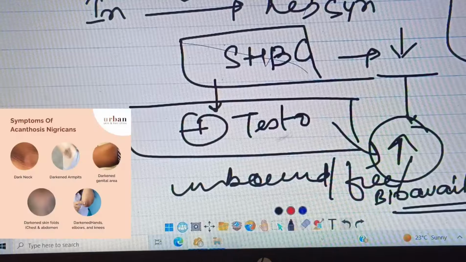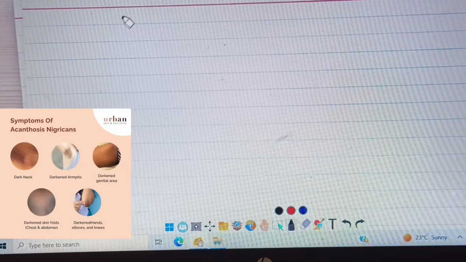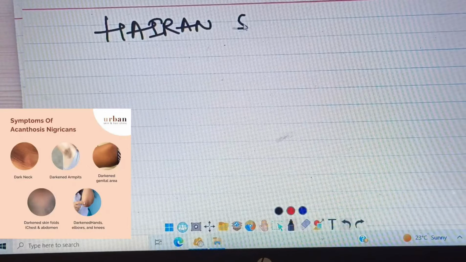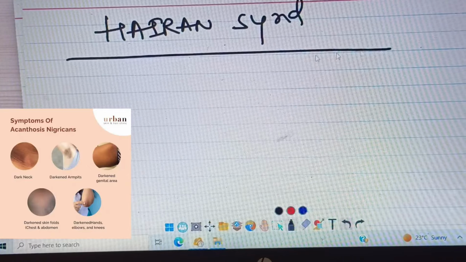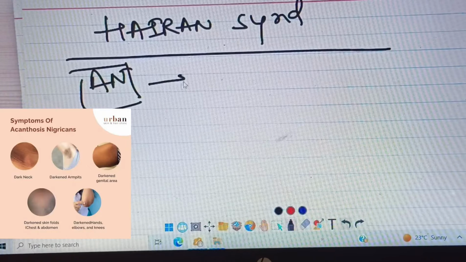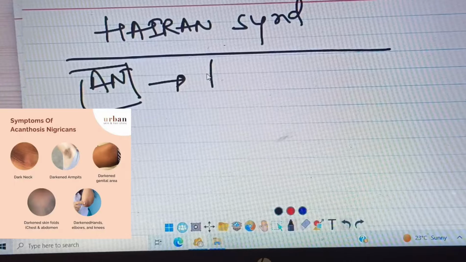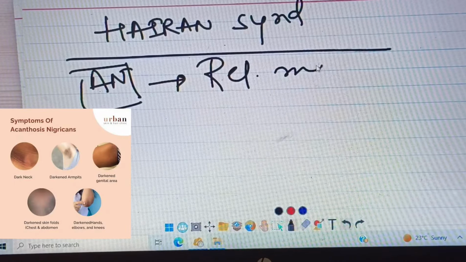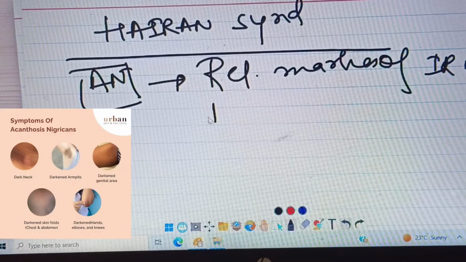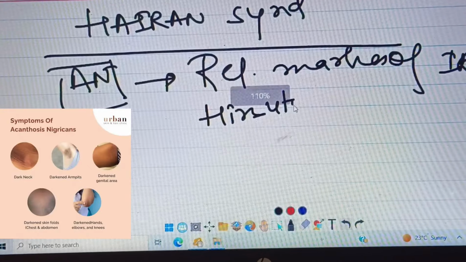Now, next we'll move on to another topic, that is HAIRAN syndrome. Before that, we have to know what is acanthosis nigricans. So this acanthosis nigricans is the reliable marker of insulin resistance in hirsutism.